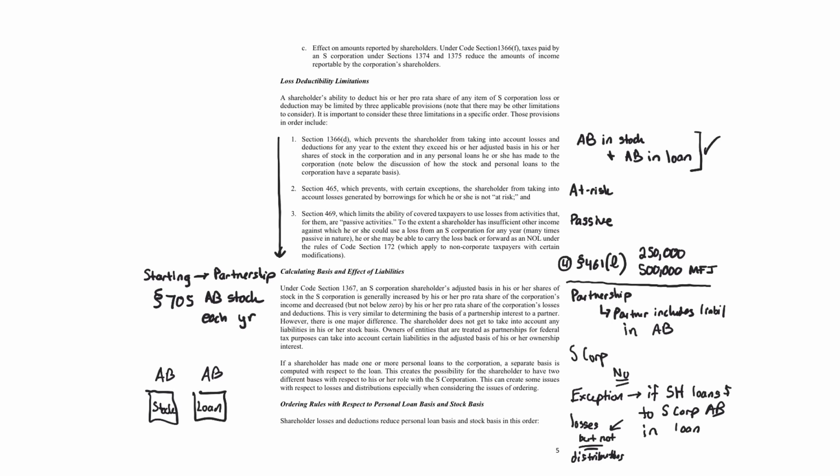That means we're going to have ordering rules, because if we apply the increases and decreases to the basis, where we increase for income and decrease for deductions and losses, the question is, which basis is increased or decreased first? So, ordering rules. Shareholder losses and deductions reduce personal loan basis and stock basis in the following order. First, when we have a loss, we first reduce stock down to 0.